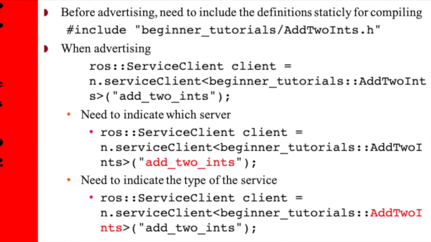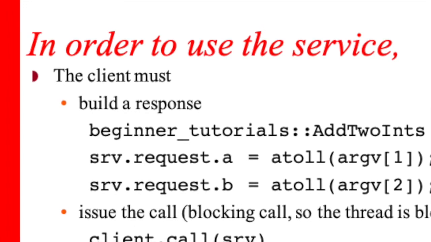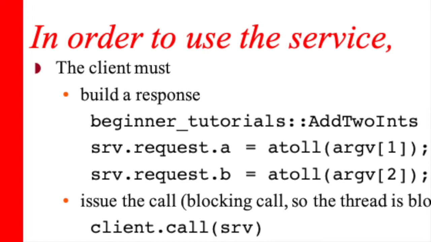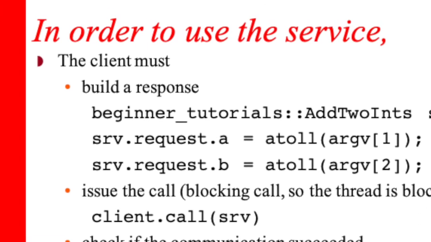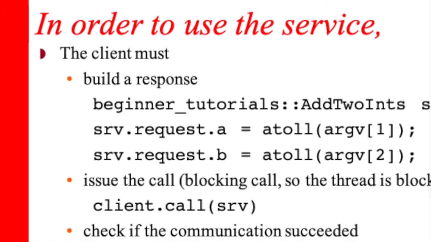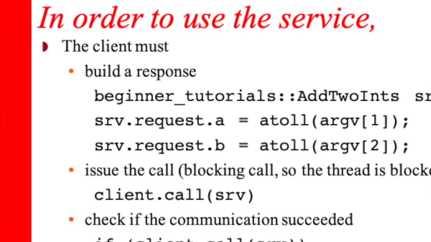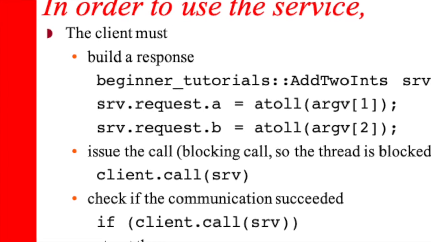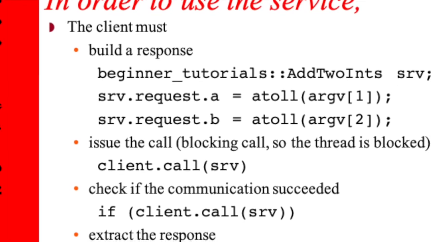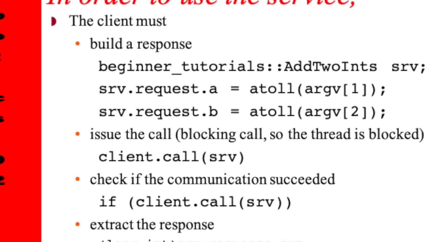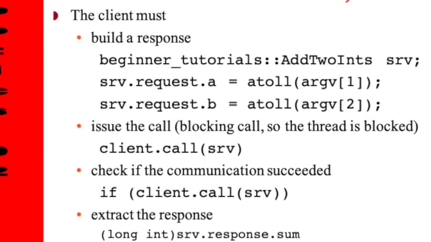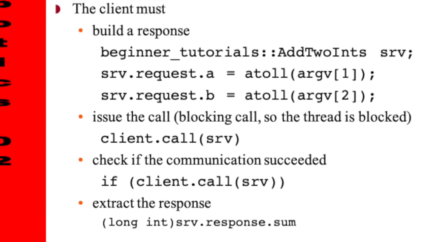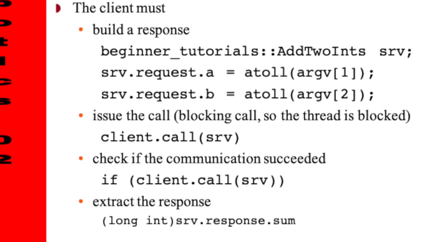Okay, that covers the setup. Now let's look at the action. How does a client invoke a service? Well, it has to build the request. It has to invoke, basically call that remote function. It has to wait for that function to return, and it has to check if the call was successful, because maybe we could not reach the service. If the call was successful, we can extract the response.